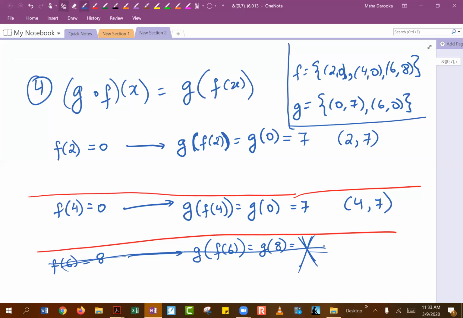Because the idea is you solve the inside function first, right? Get an answer. That answer then has to go with the outside function. So f of 2 gave me the output of 0, but 0 became the input for g. And that's where we got 7. And then the 7 was the output.